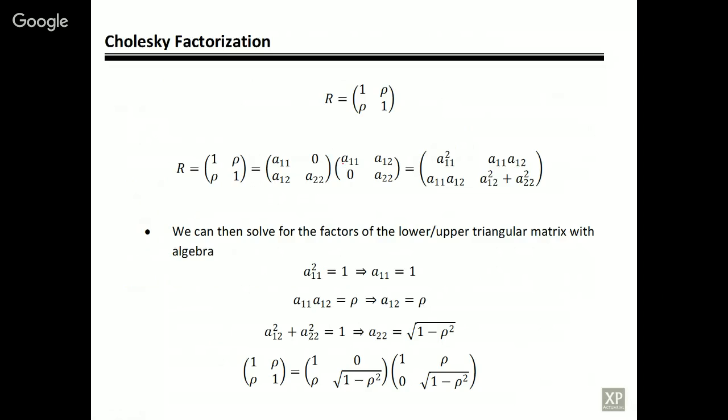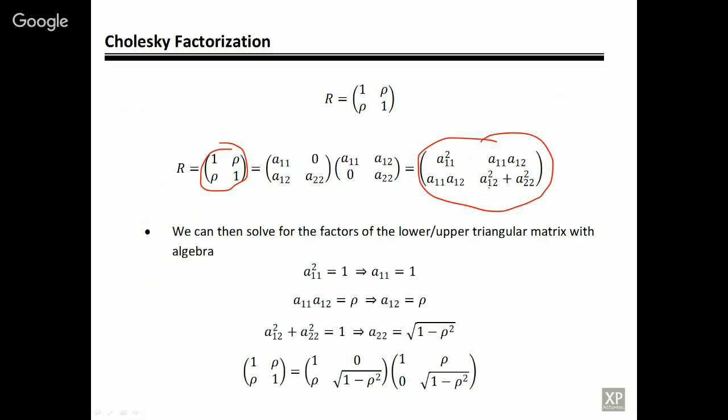So A11 multiplied by A11, 0 times 0 gives us A11 squared. A12 multiplied by A11 and A22 multiplied by 0 gives us this term, and so on for the other two terms. And then all we do is perform algebra. We take this matrix here, equate it to this matrix here, and solve for these A11, A12, and A22 terms. So we set A11 squared equal to 1, solve for A11 is equal to 1. Then we set A11 A12 equal to rho. We know that A11 is equal to 1, so A12 must be equal to rho.